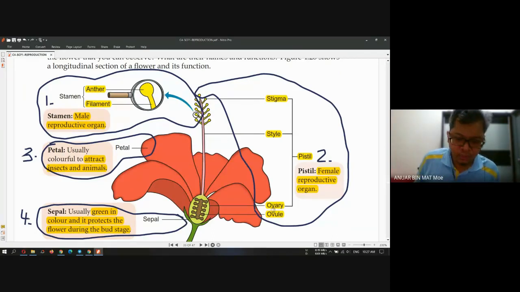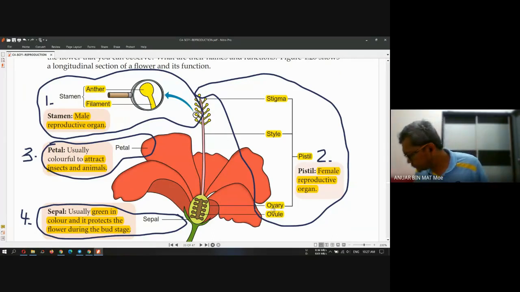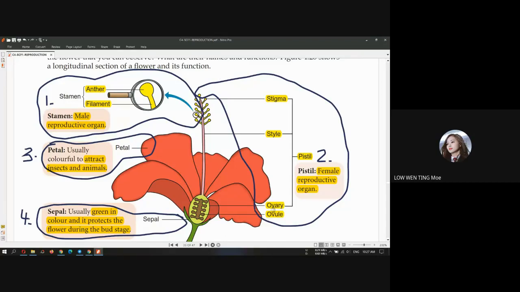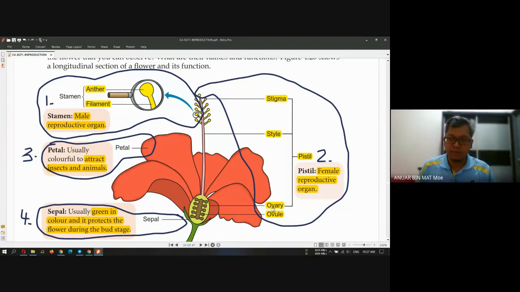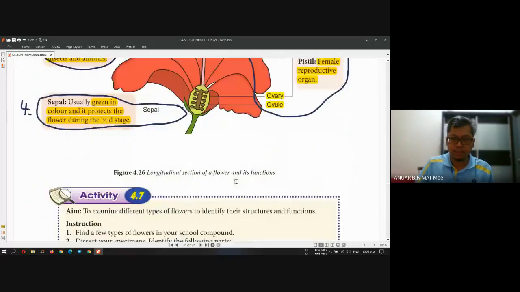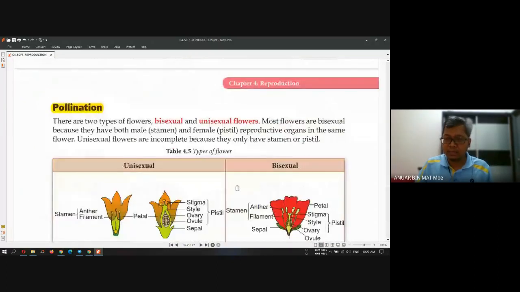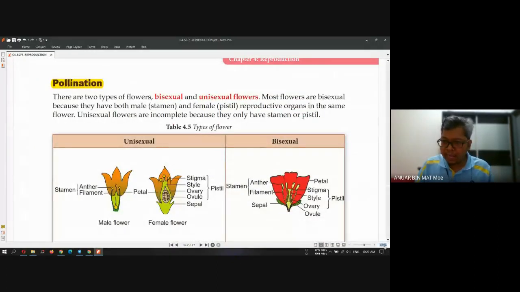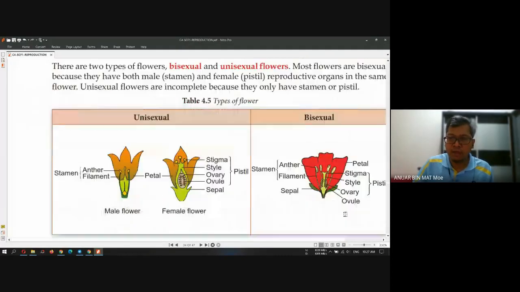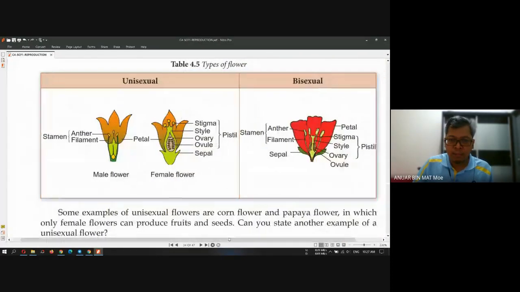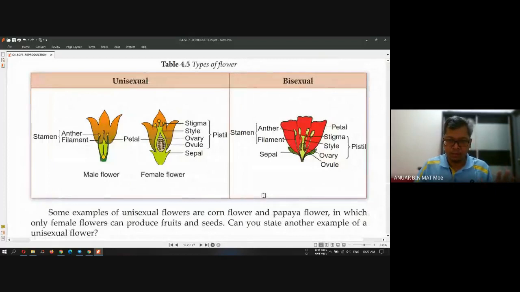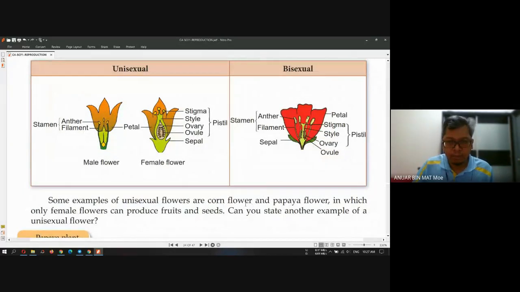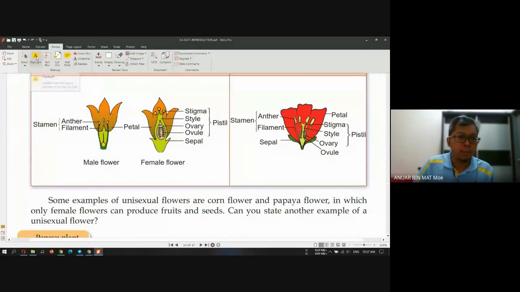This is what? Bisexual or unisexual? Bisexual. This is bisexual. Very good. This is a bisexual flower. One flower consists of male and female parts, stamen and pistil. There is another. Some plants have different flowers, one male and one female. For example, what is the plant?